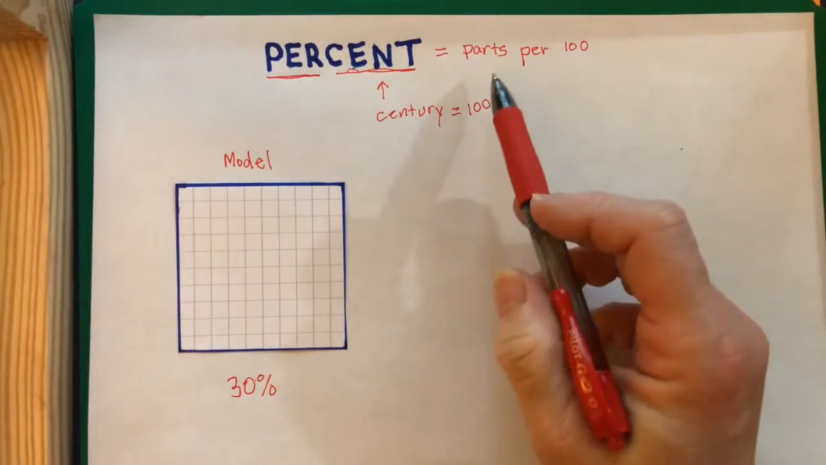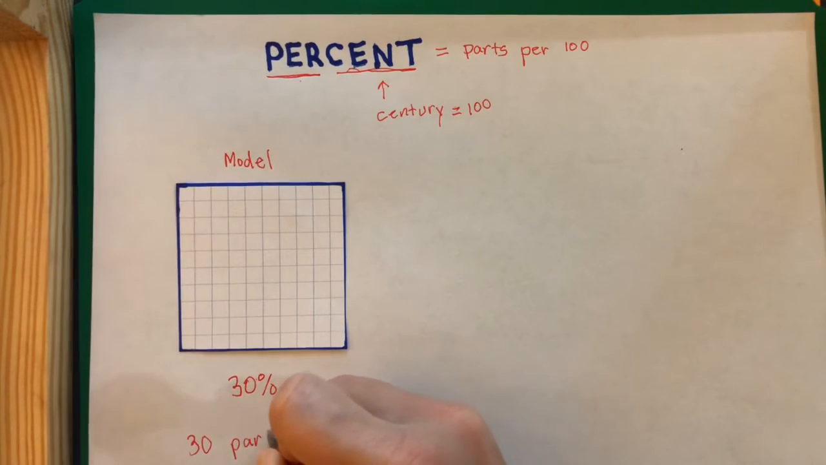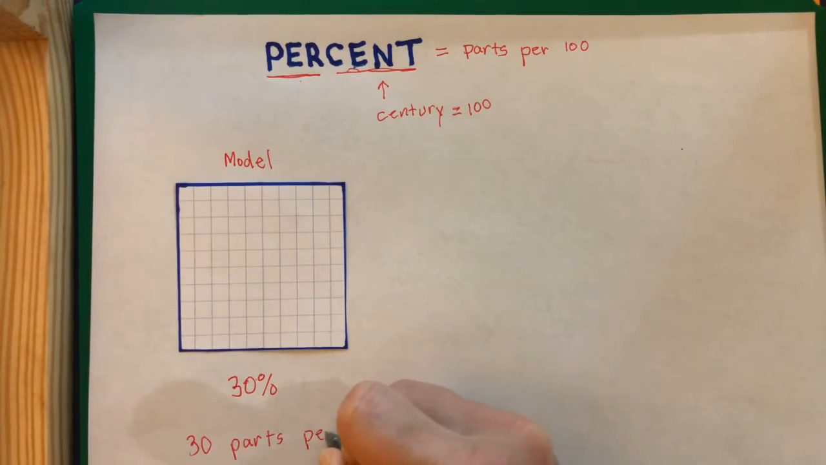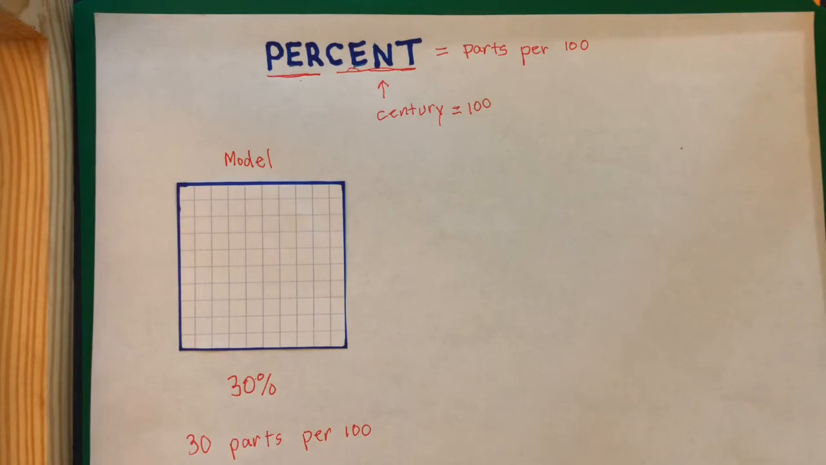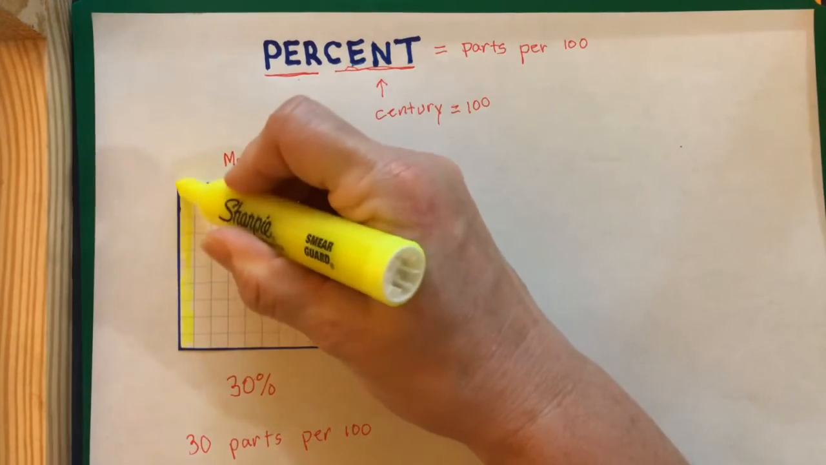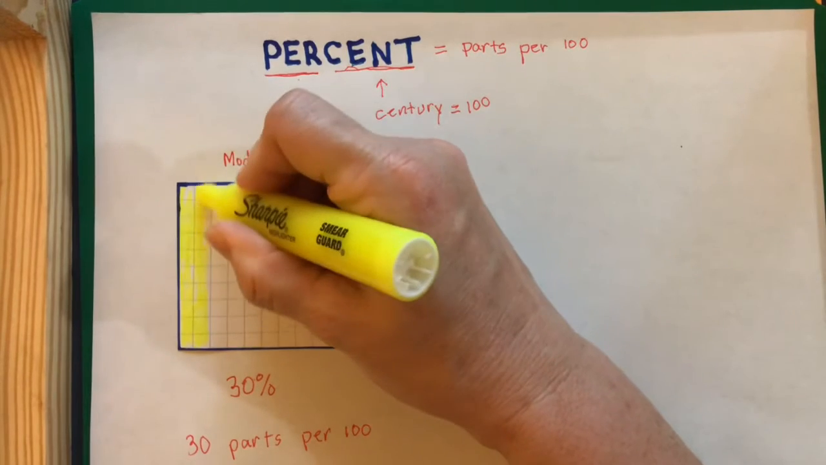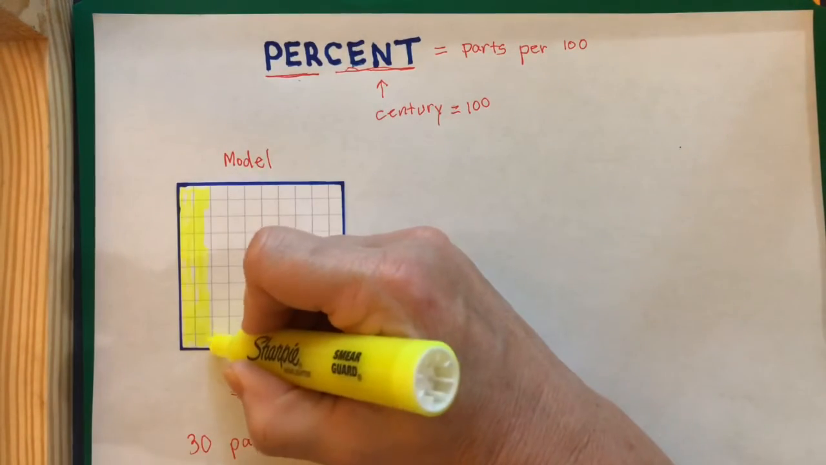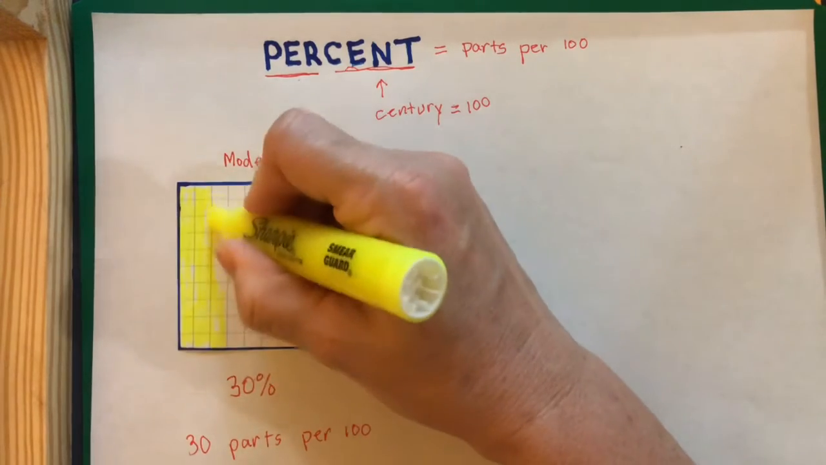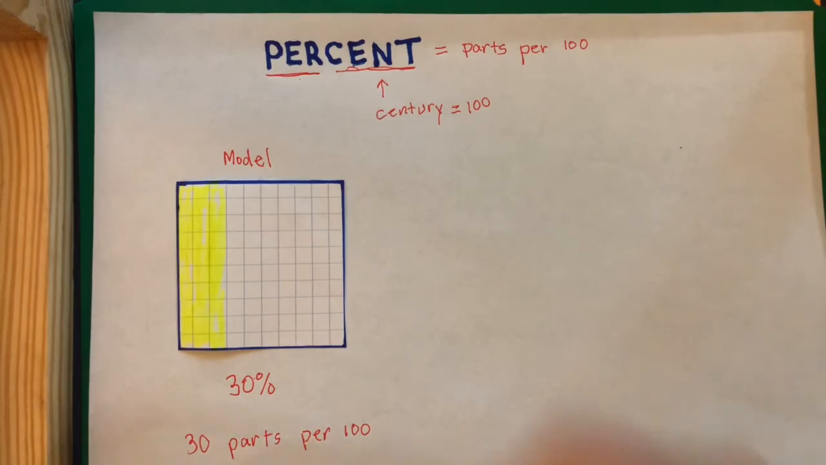30%. What does that mean? That means 30 parts per 100. 30 parts per 100. Well, look, I have 100 squares here. So if I color in 30 of them, so here's the first 10. Here are the next 10. And then here are the next 10. I have 30. I have just drawn a picture of 30%.